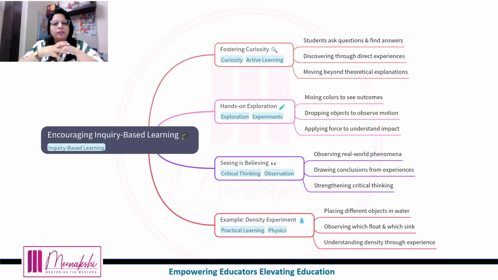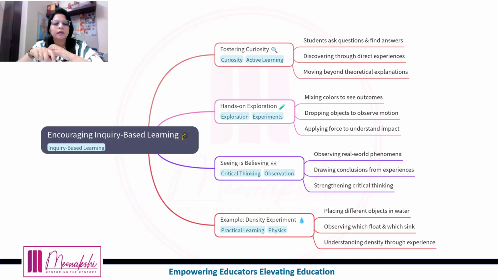Various hands-on activities can be done. A very simple example, like mixing of colors and just observing the outcome, right? Maybe dropping objects to observe the motion. Such kinds of very simple experiments are very easy to conduct in the class. And we do say that seeing is believing. प्रत्यक्ष को प्रमाण की आवश्यकता नहीं. So observing real world phenomena, drawing conclusions from those experiences, that strengthens the critical thinking of the children.